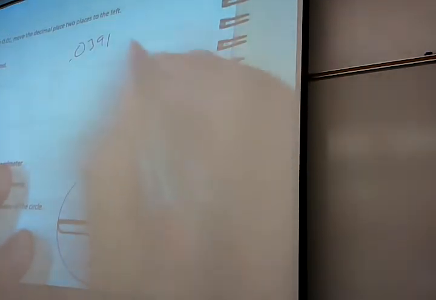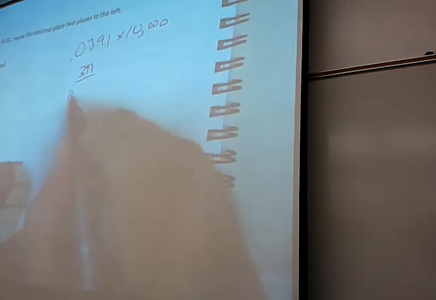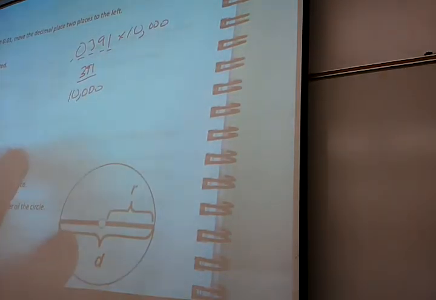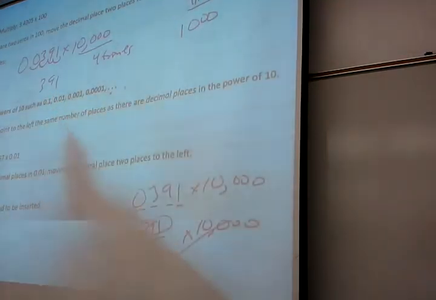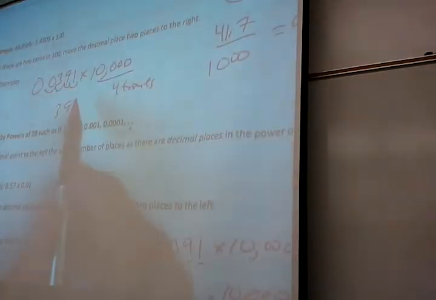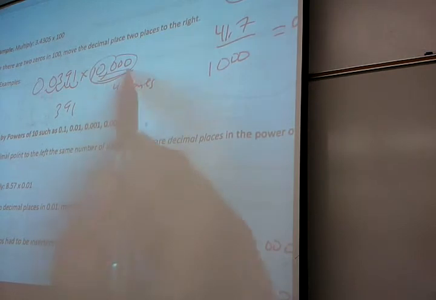So 0.0391 times 10,000. Stay with me now. This is 391 out of 10,000, right? Because it's in the tenths, hundredths, thousandths, ten thousandths place, right? Times 10,000, what happens to those ten thousandths? Cancel, so I get 391. Now, I would not do this. It's an explanation as to why this works. That's why I do just move the decimal place 4 times in this case.